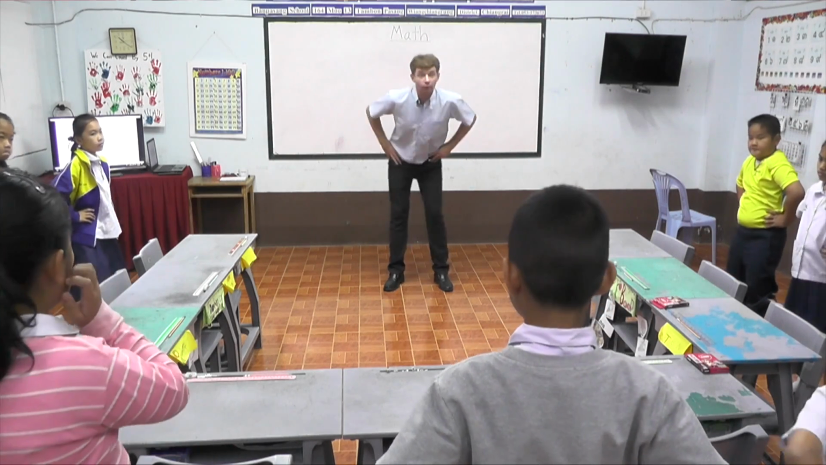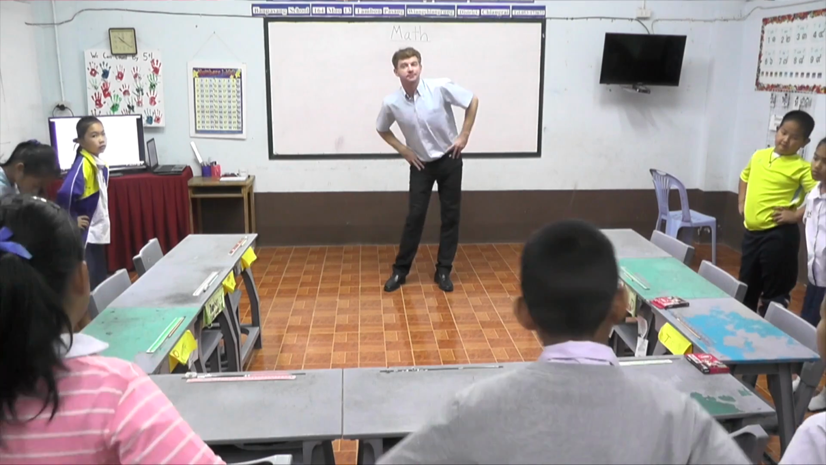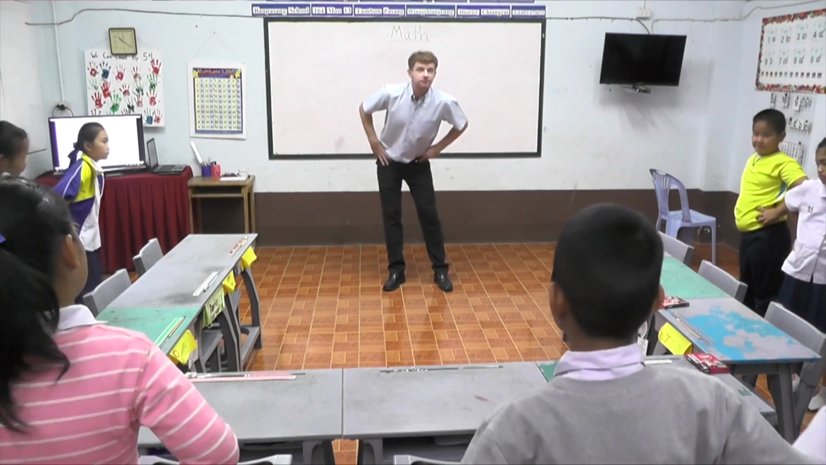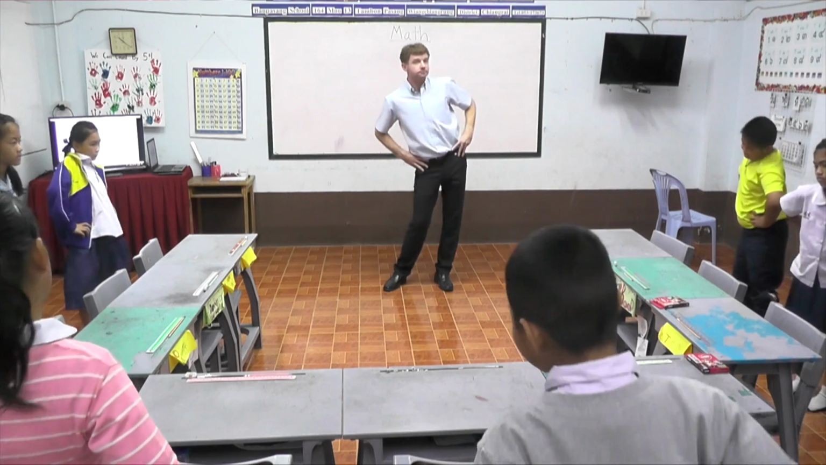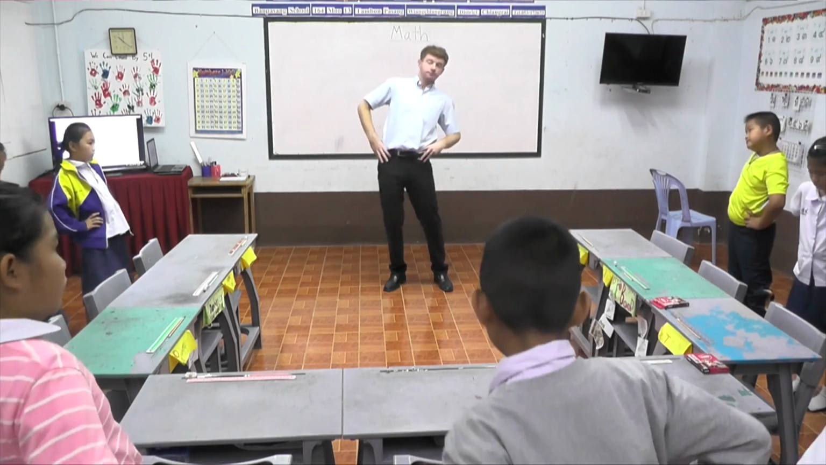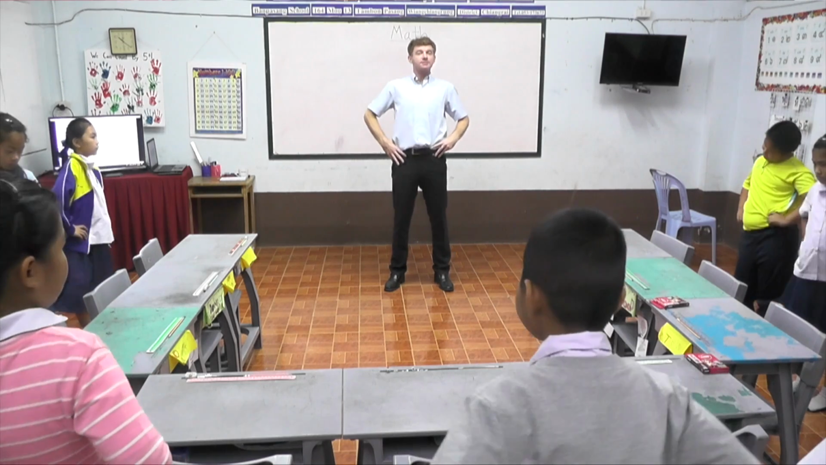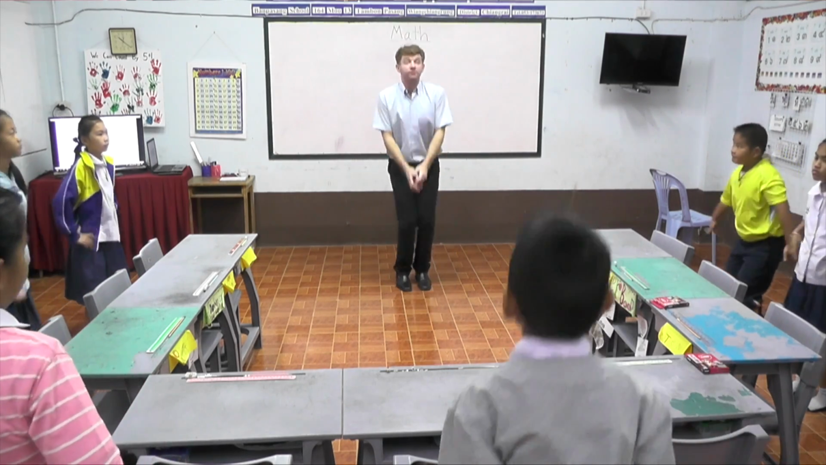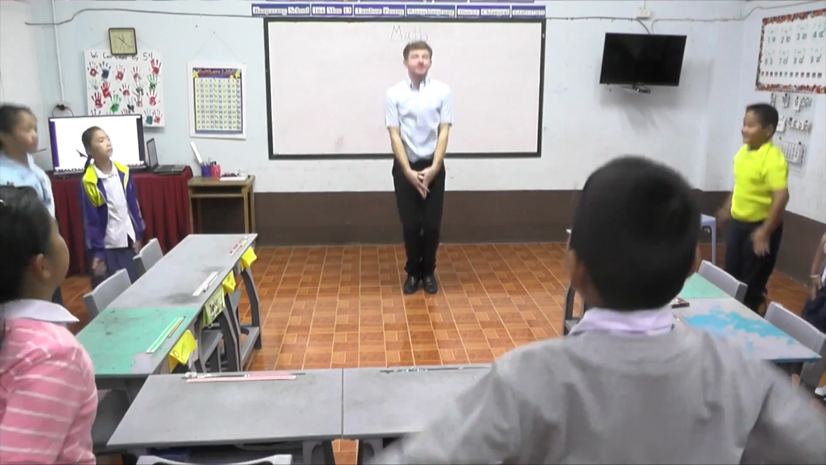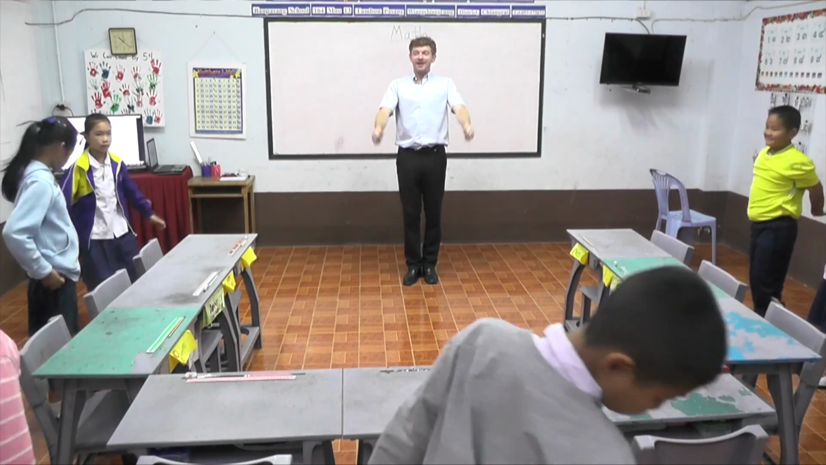And this time we'll go round and round. Round and round. Stop. Back the other way. And stop. And to finish, we will do 5 star jumps. 1, 2, 3, 4, 5. Excellent guys, have a seat.